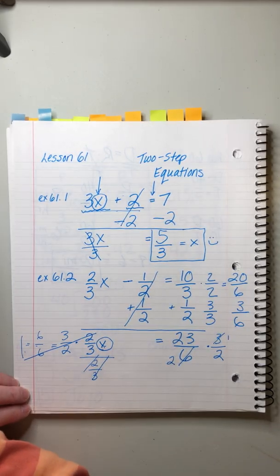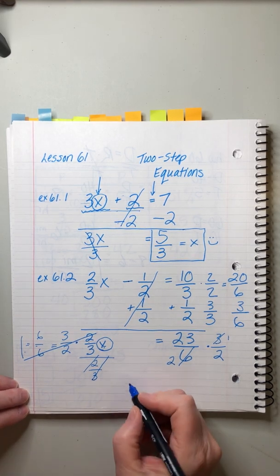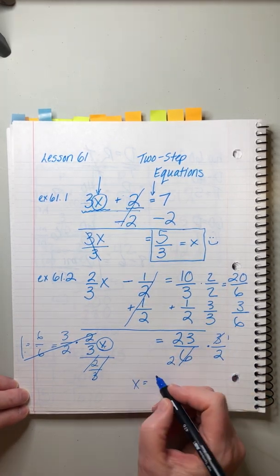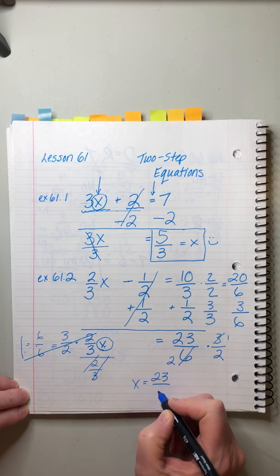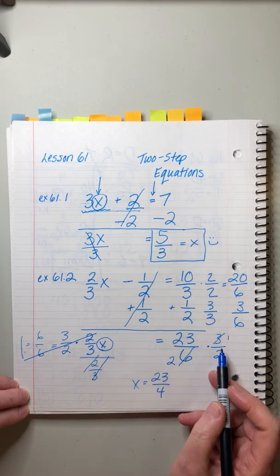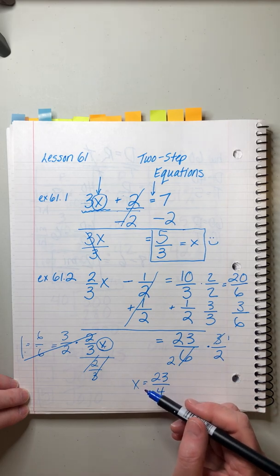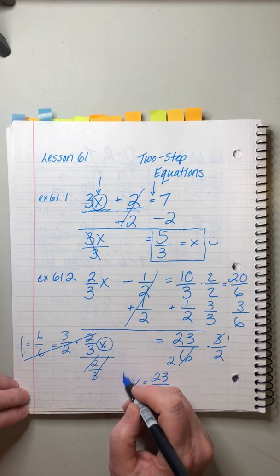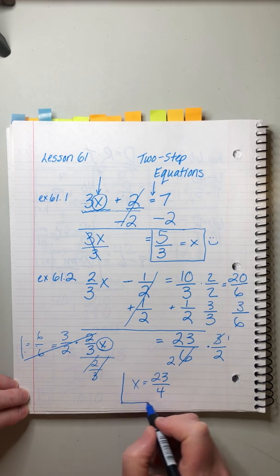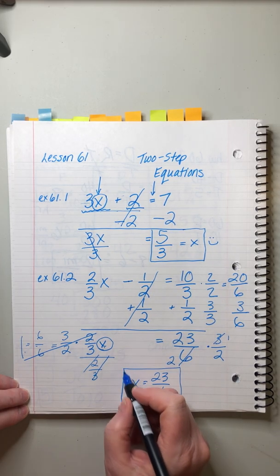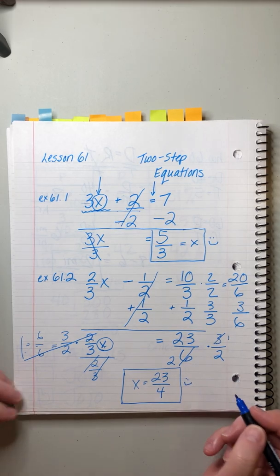So our final answer, just a second, I was looking at the wrong problem. X equals 23/4. I glanced at the next problem and the answer there is 23/10. And I thought, how on earth did I get the denominator wrong? But I didn't. I was just looking at the wrong problem.